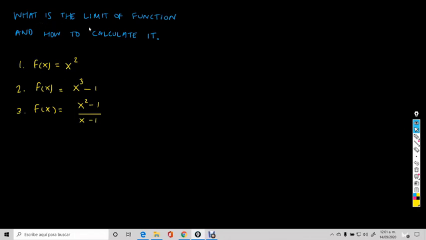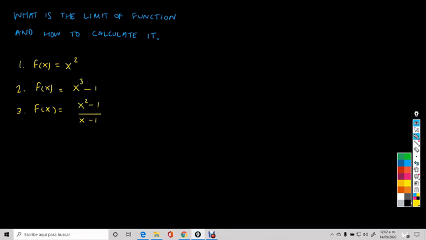So what is the limit of a function and how to calculate it? Okay, so let's see. We're gonna work with these three functions. Okay, these are simple functions. F of x equals x squared. This is the parabola. F of x equals x to the cube minus 1. This is a cubic function. And then f of x equals x squared minus 1 over x minus 1, which is a rational function. And we're gonna calculate limits for each of these specific functions.